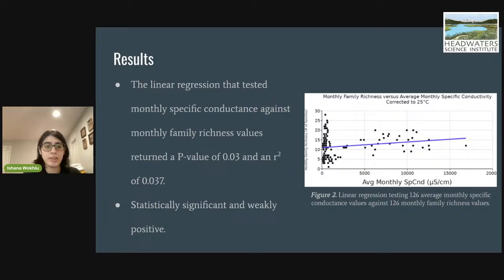The linear regression in Figure 2 that tested average monthly specific conductance against monthly family richness values returned a p-value of 0.03 and r-squared of 0.037. Again, this relationship is statistically significant, but only weakly positive.